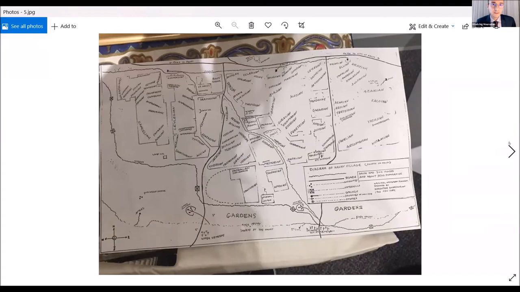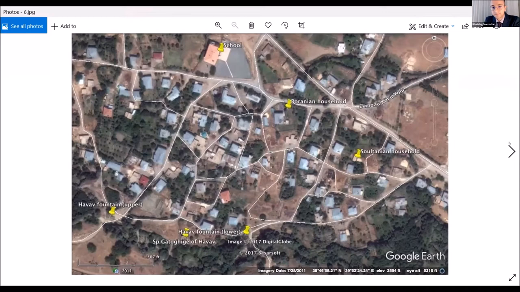This is a map of the village of Havav, often referred to in the Palu area. The village was almost entirely Armenian before 1915, and most of the houses are still there. This is a Google Earth depiction of different sites of importance, including the homes of a couple of families of a friend of mine who accompanied me on one of these research trips, as she was interested in finding her ancestors' homes. And that's exactly what we did. The Boranian household and the Sultanian household are where the pins you see in the northeast are, the ones that I'm referring to here.